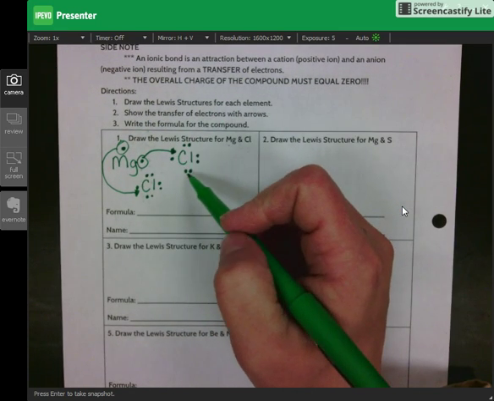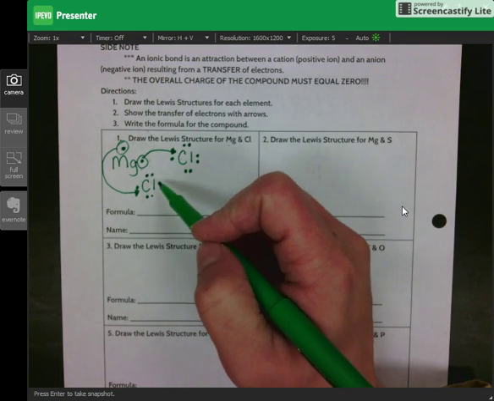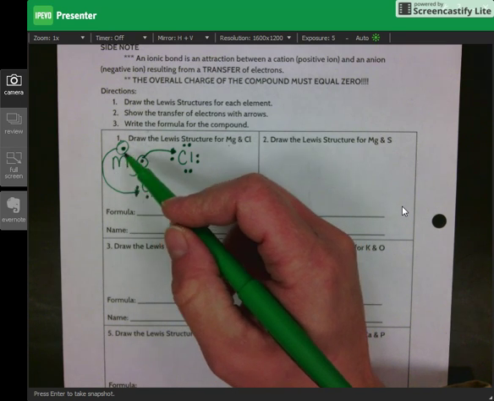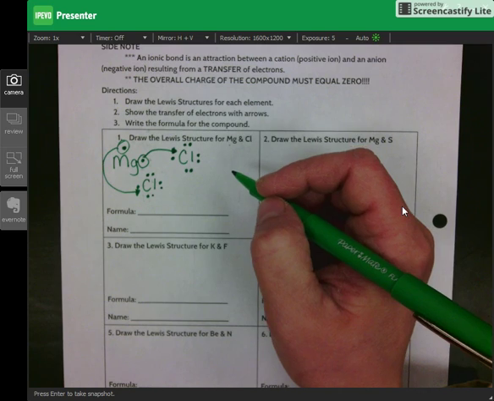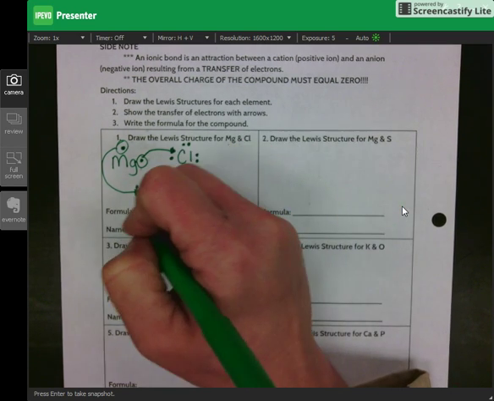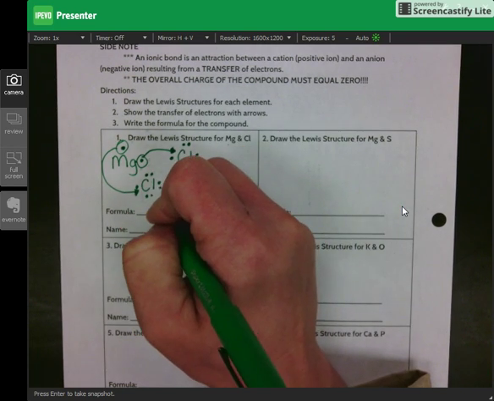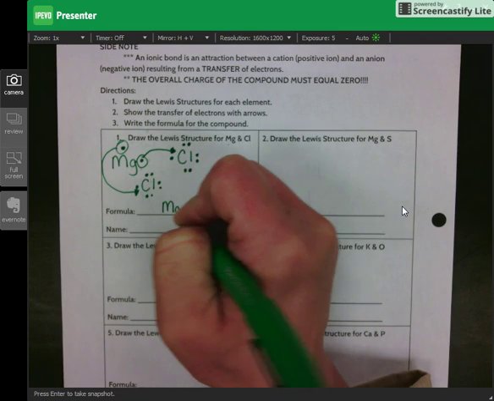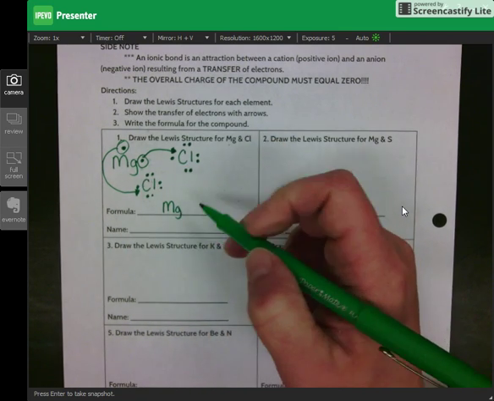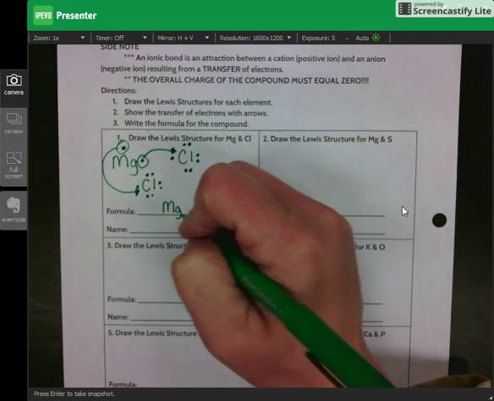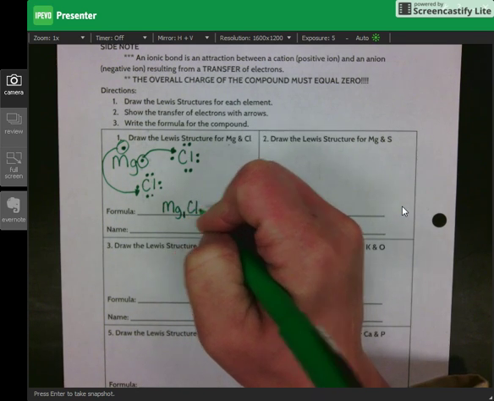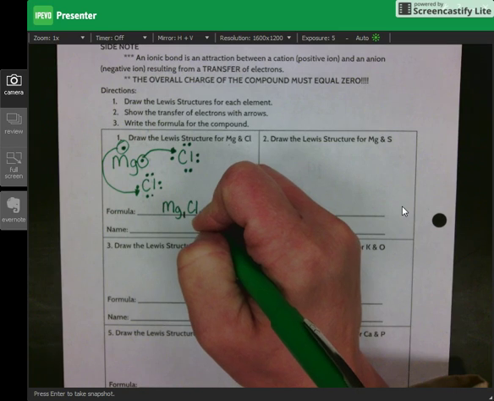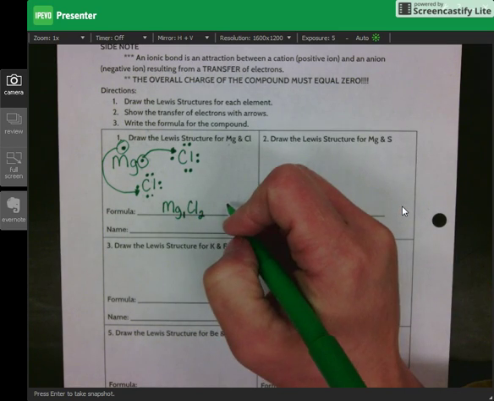So now if you look, this has 8 electrons, this has 8 electrons, and this guy gave up 2, which means he now has 8. So everybody is happy. So the way that we write this formula here is we go Mg, and my subscript below is however many magnesiums I used. So that would be 1, and then I go Cl, and I use 2 chlorine, so it'd be 2.